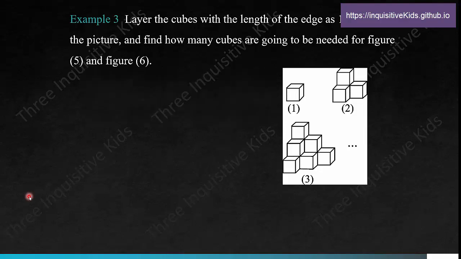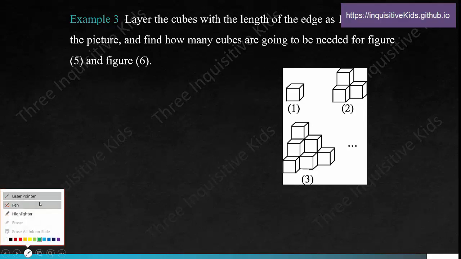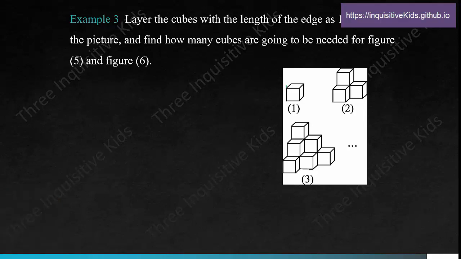So here's number 3. Layer the cubes with the length of one edge as 1. So the value of one edge is from here to here, 1. And we're trying to find how many cubes are going to be needed for figures 5 and 6. So there are the cubes with the length of an edge as 1, showing the figure. How many cubes are going to be needed for figures 5 and 6?